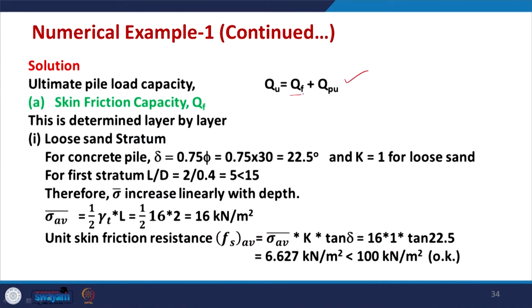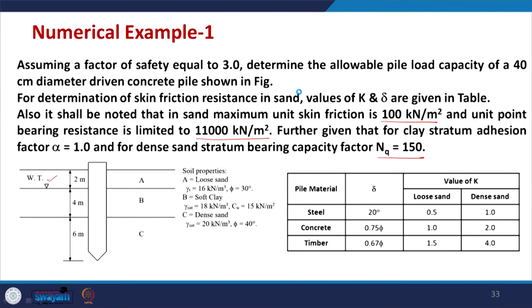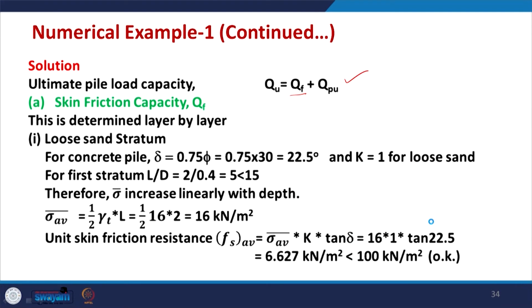Now, let us first work on the first component Qf. The skin friction capacity is determined layer by layer. First for the loose sand stratum, for a concrete pile delta is 0.75 phi, which is given in this table, and as this is loose sand, K will be 1. So, 0.75 phi, with phi 30 degrees, gives delta as 22.5 degrees, and K is 1 for loose sand.